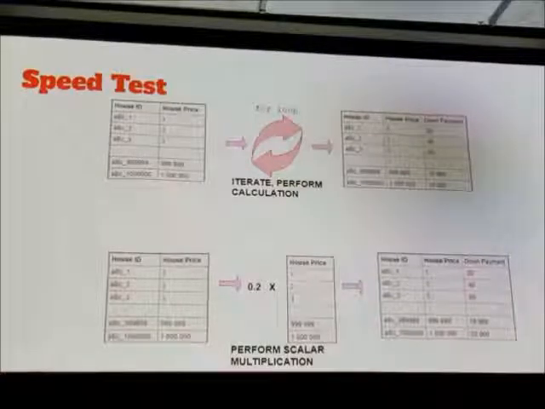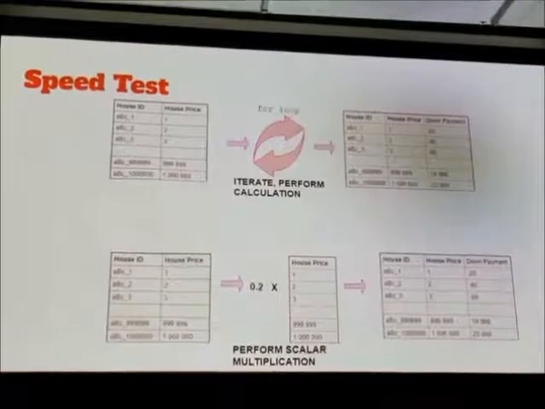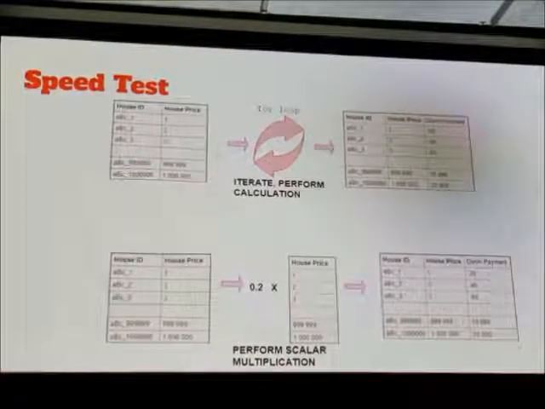Very simple. The first way that I did this is with a for loop, and I started with a hash map or a dictionary of house ID mapped to a house price. And I iterated and I calculated the down payment, and I timed it to see how long it would take to do all those calculations on a million rows.